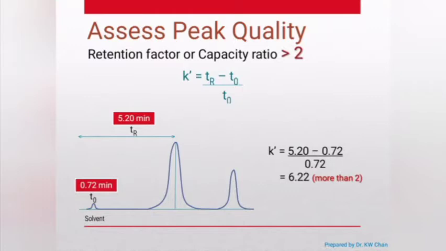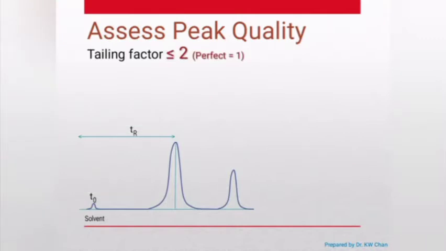And next, we look at the tailing factor. The perfect value is 1, but it is very difficult to get 1, so it is still okay if you are able to get 2 or less than 2. The formula is a bit complicated. Yes, it is, until we understand all the elements in this formula.